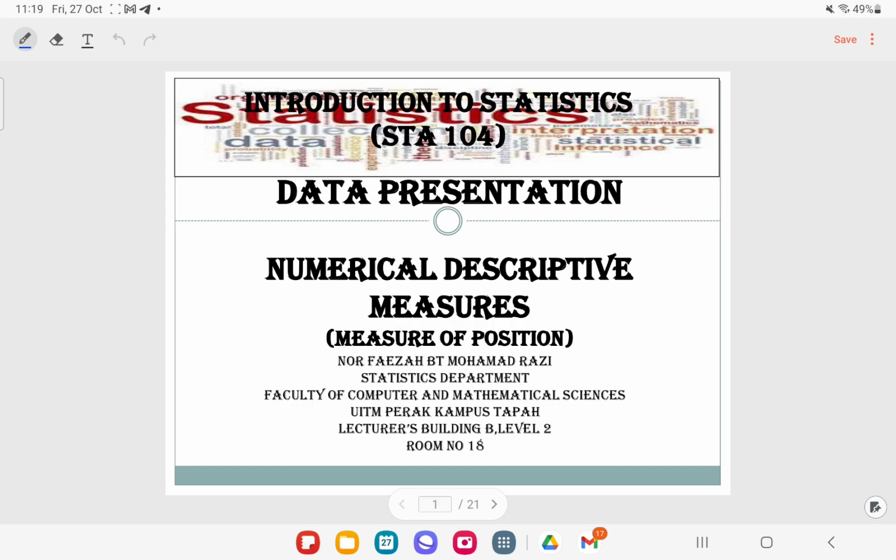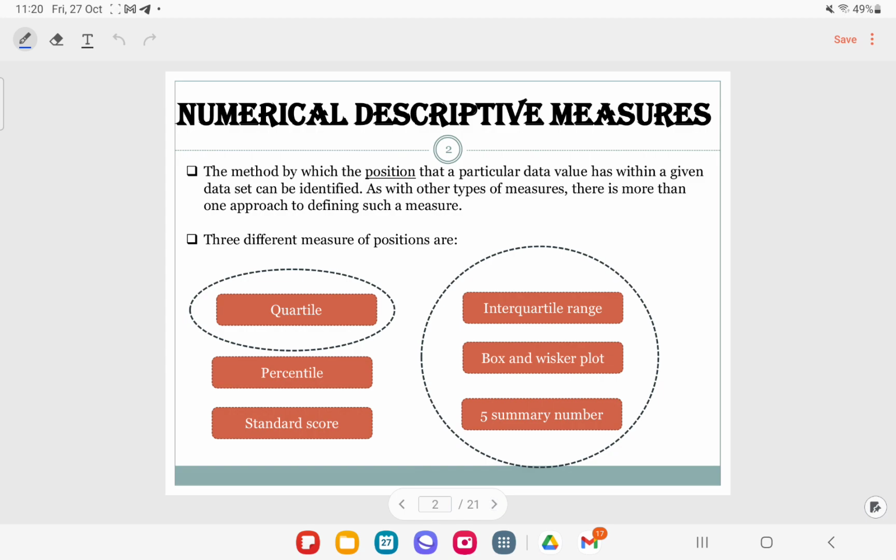So this is another topic, still falling into the numerical descriptive measures. Before this, we already learned the measure of central tendency and the measure of dispersion. Next is the measure of position, where we are still dealing with grouped and ungrouped data. When you talk about position, it is the position that a particular data value has within a given data set, which can be identified.